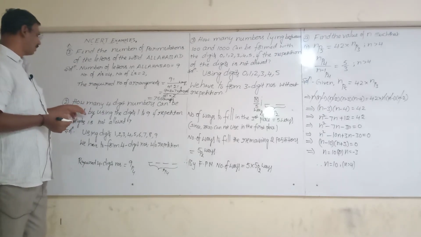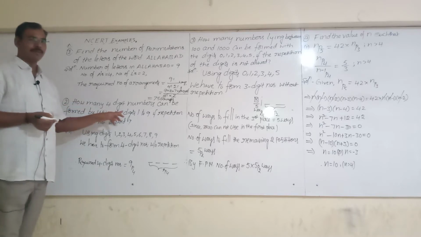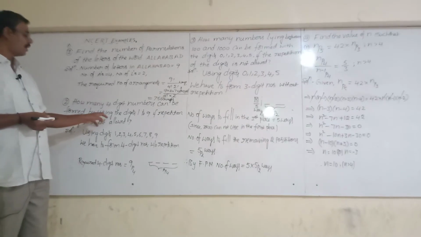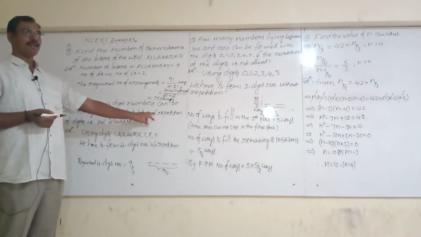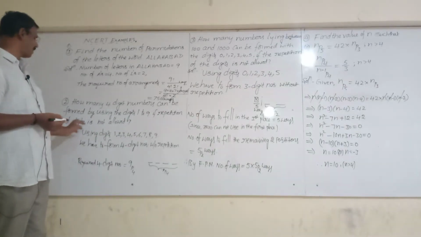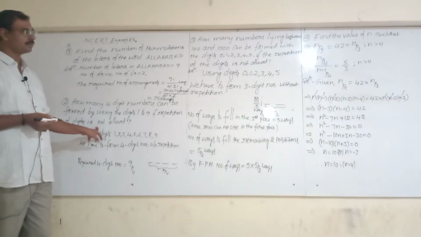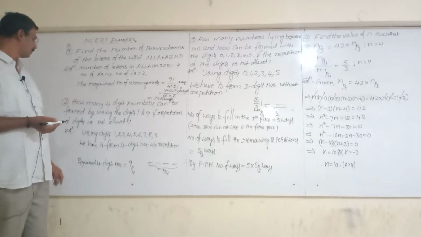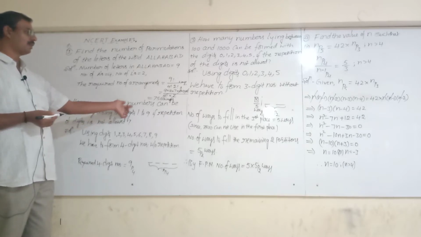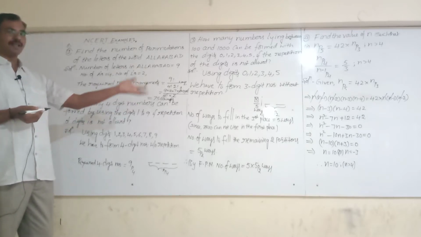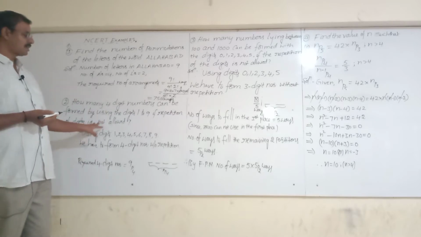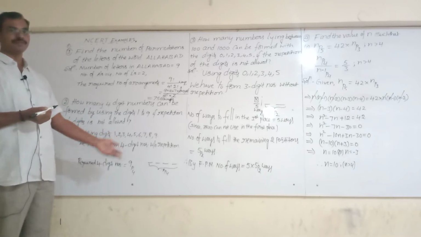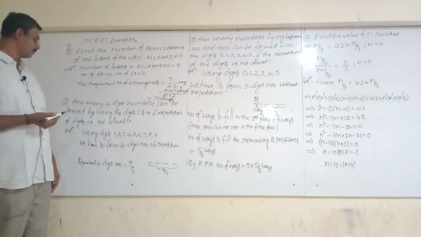Next problem: How many 4-digit numbers can be formed by using the digits 1 to 9 if repetition of digits is not allowed? Repetition not allowed means we do not reuse the same digit. We need 4-digit numbers here. We can use the counting principle or any method, but in this case I follow the formula method.